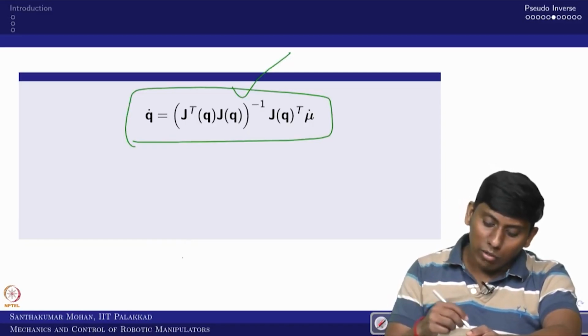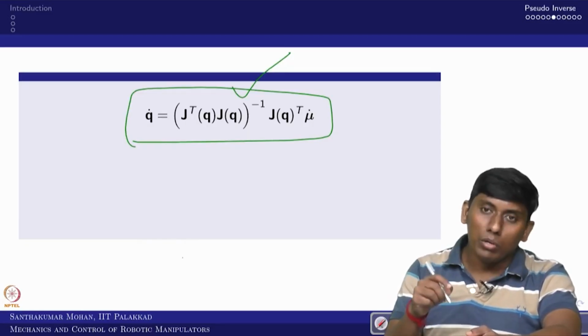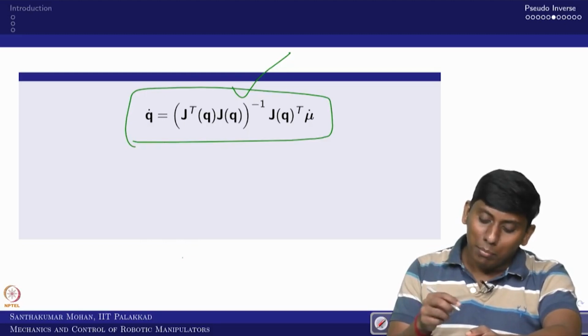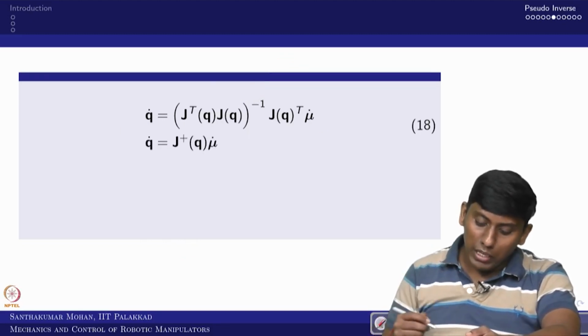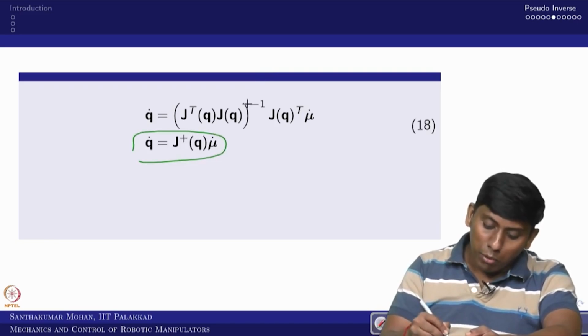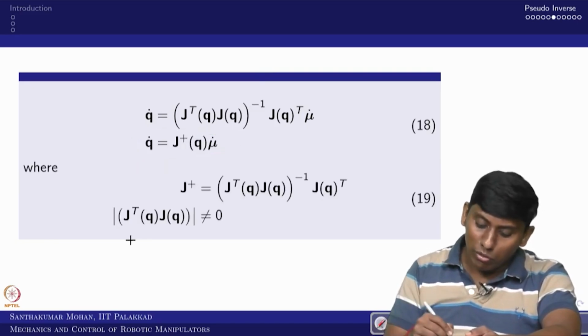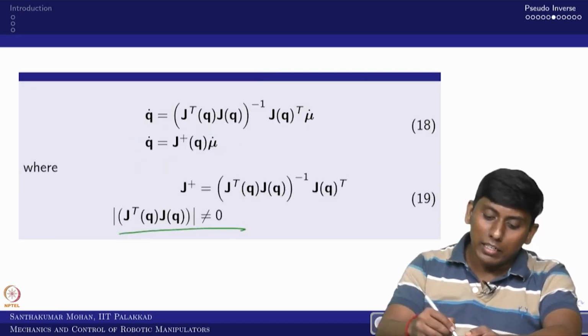In this case, the system is over specified and theoretically gives no exact solution, but it will come closer to the actual solution. This is the pseudo inverse, provided this determinant is non-zero. We will take the next case.